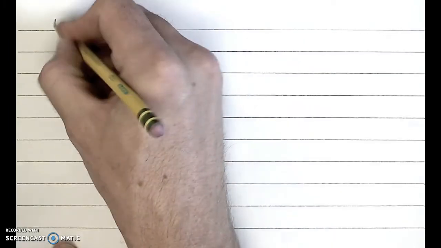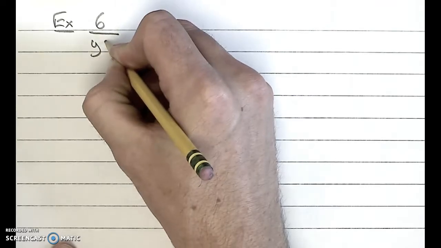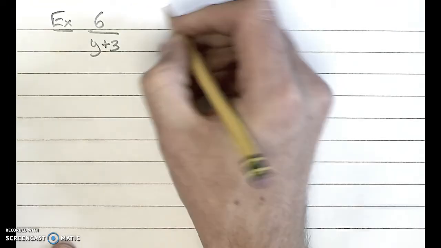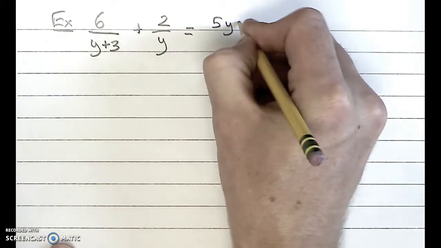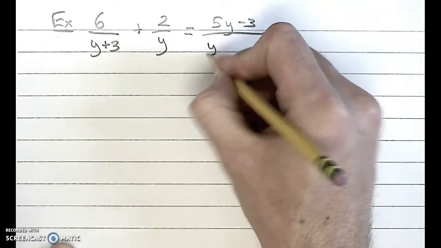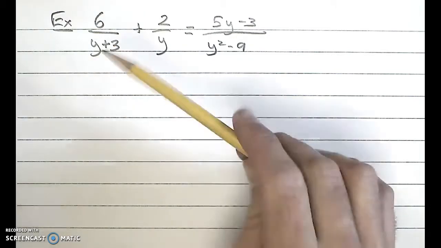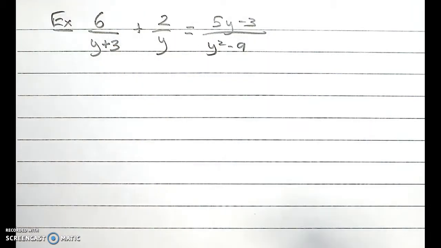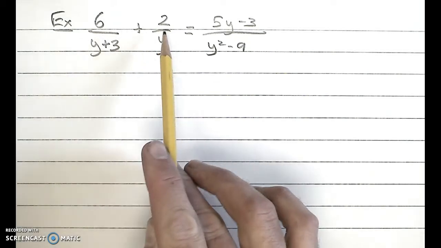Okay? I do want to look at a more complicated example using this second process. We'll actually talk about this more in Friday's class because we didn't quite finish today before the bell hit us. But if we have to solve 6 divided by y plus 3 plus 2 divided by y equals 5y minus 3 over y squared minus 9. We can solve this using both methods. Either process 1, which would be using cross multiplication. So we added these two fractions. Then we could cross multiply.